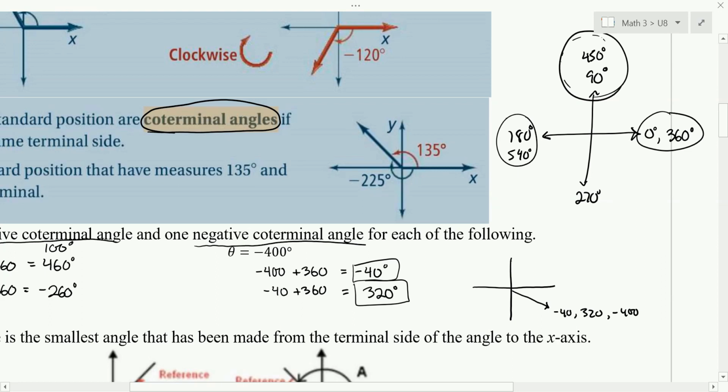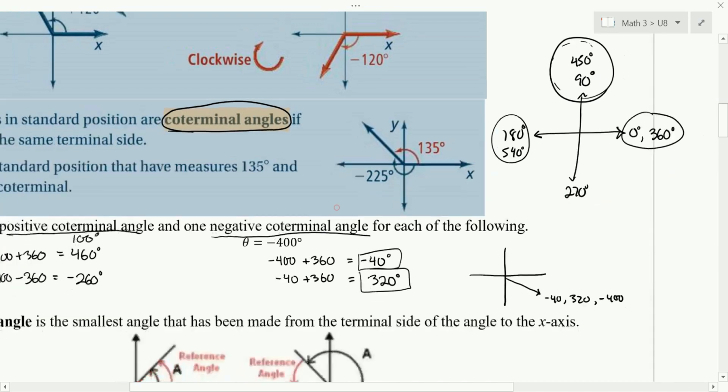No, there's a lot more. There's an infinite amount, right? So we could take negative 400 and add another negative 360 to it, and then keep adding negative 360, and so those are not the only ones. There's a whole bunch of other ones as well. Just as long as you have that, I want you guys to know that.